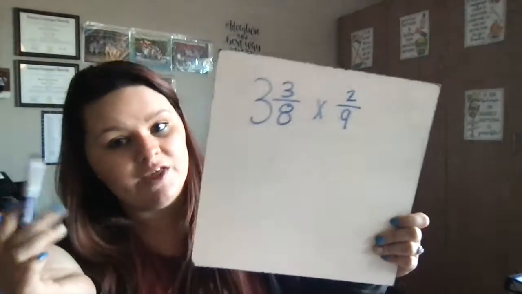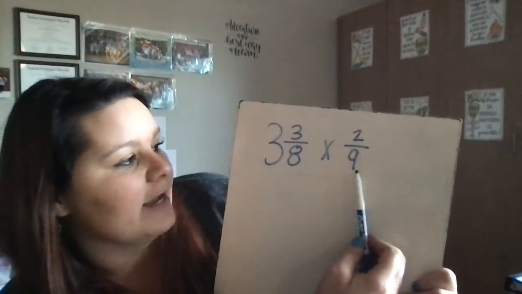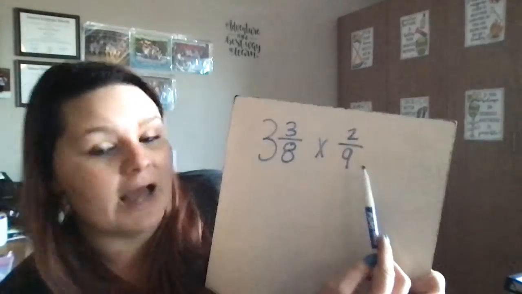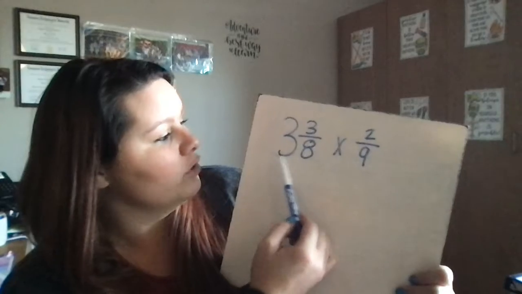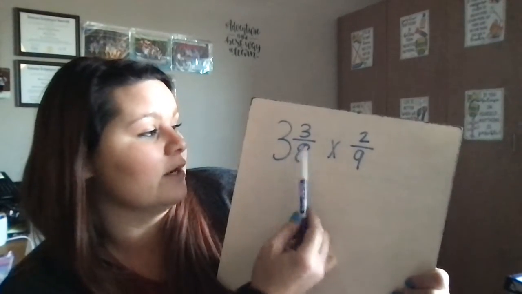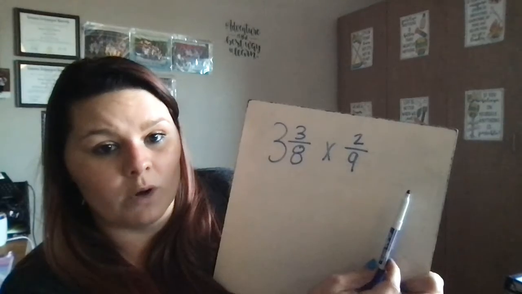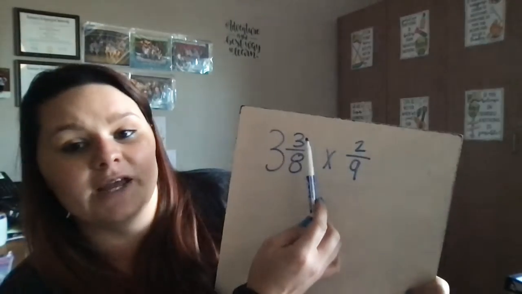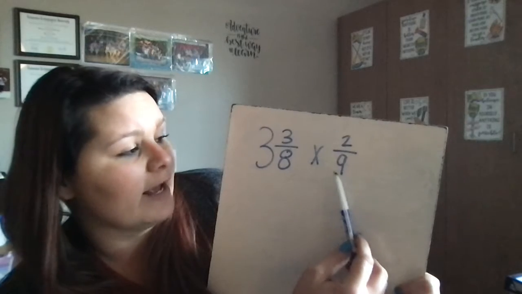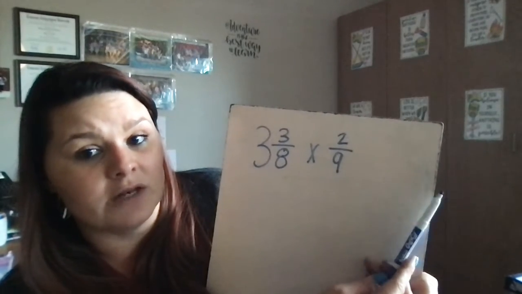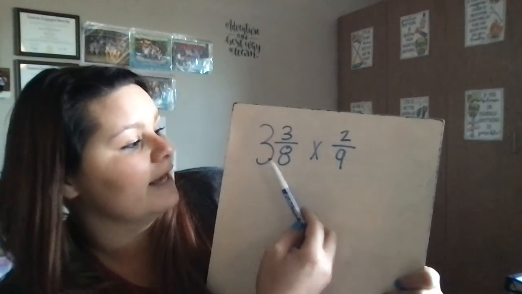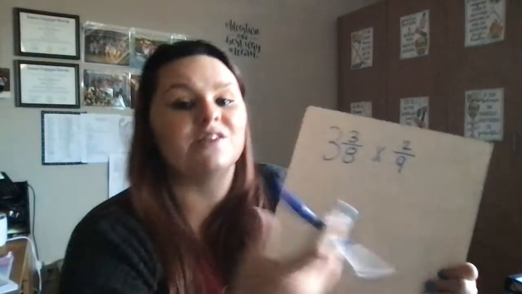This time we're going to do 3 3/8 times 2/9. If we think about this fraction, 2/9, that's less than 1 because we know 9/9 is 1 whole. So if we're multiplying a mixed number, 3 3/8, times something less than 1, our answer is going to have to be less than 3 3/8. 3 3/8 times 1 would be 3 3/8. So 3 3/8 times something less than 1 is going to be less than 3 3/8.